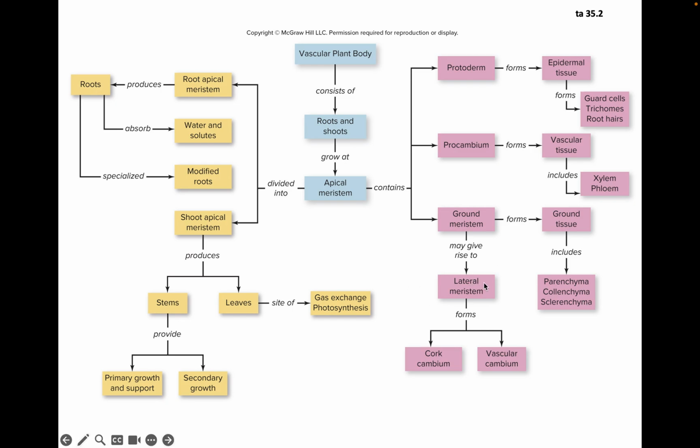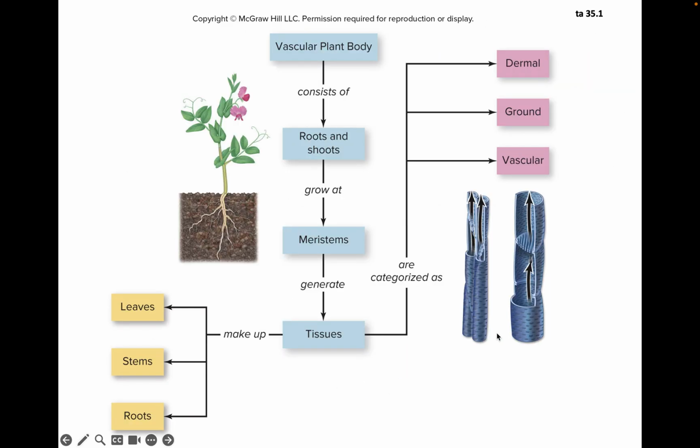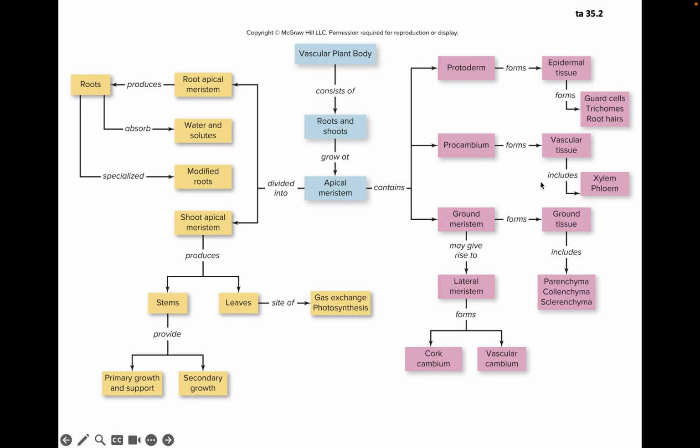Then you have the lateral meristems. As we said, these are the ones that help in secondary growth. These help more in diameter, and they give the cork cambium and the vascular cambium. So these are the main things that I want you to know. If you know these really well, and you know, for example, what guard cells, trichomes, and root hairs are, you're ready for this section.